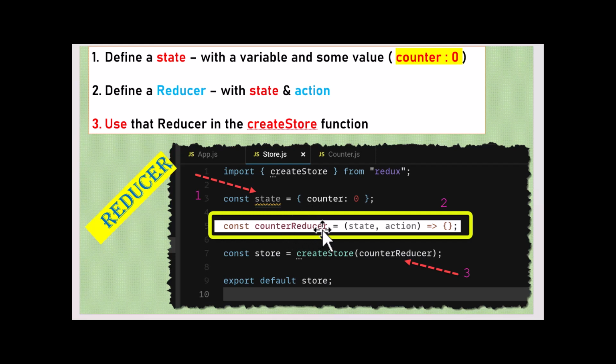The reducer obviously takes state and action. As of now we'll just put state, but after that we'll be doing state equal to initial state. But right now we'll be doing state comma action equal to the arrow function, the return. We'll be looking at that in some time. This is the reducer. This reducer again we'll be putting in the create store.